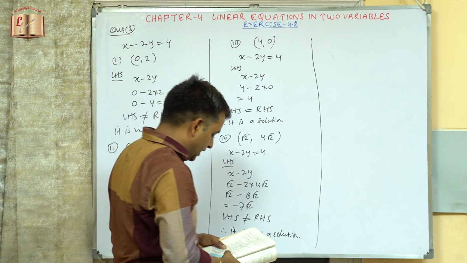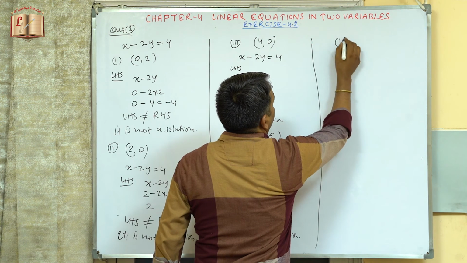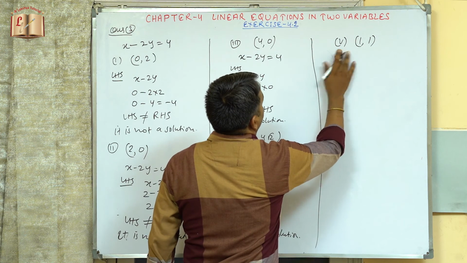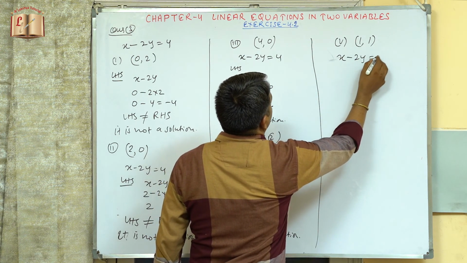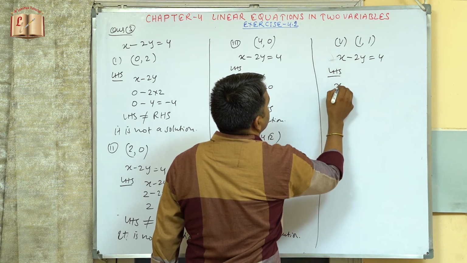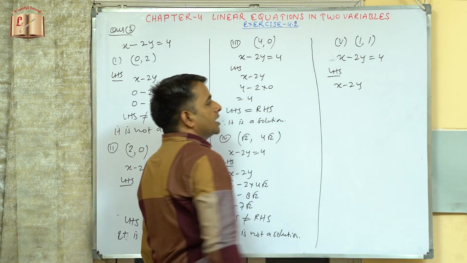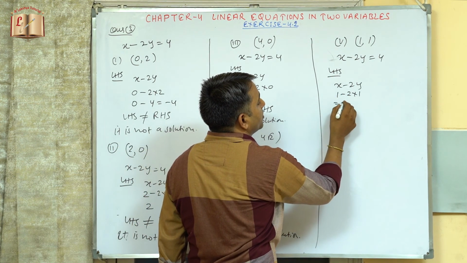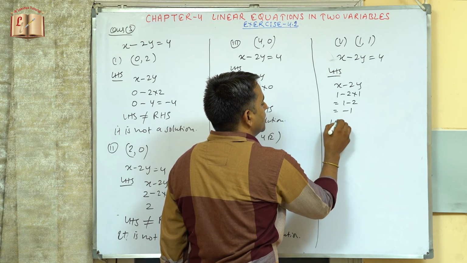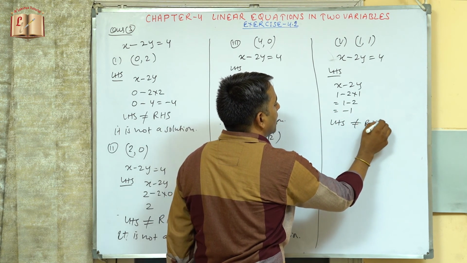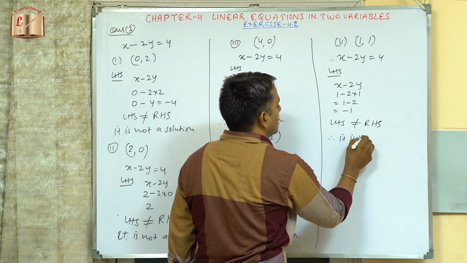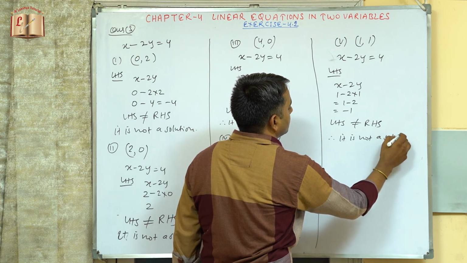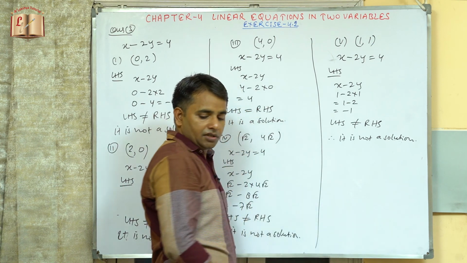Similarly, coming to the next part, it is now given as 1, 1. So for 1, 1, x minus 2y equals 4. Taking again LHS, this is x minus 2y, substituting x and y, both are 1 and 1. So this is 1 minus 2 into 1. So this is simply 1 minus 2, which means this is minus 1. So LHS is not equal to the RHS. So it is not a solution.